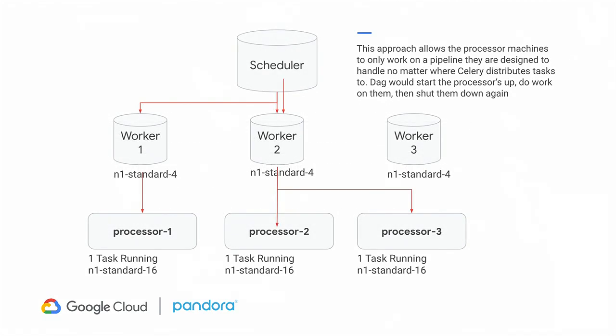So what would happen there is my scheduler would schedule on worker 1 and 2 on worker 2, but then those workers would actually execute the code on the actual processor machines themselves. So I ended up with 1 task running on 1, 1 task running on 2, and 1 task running on 3. This enabled the process to happen the way that I actually wanted it to happen. At the end of the processing, when everything was done, I would shut down processor 1, 2, and 3, so we were no longer getting charged for those nodes.